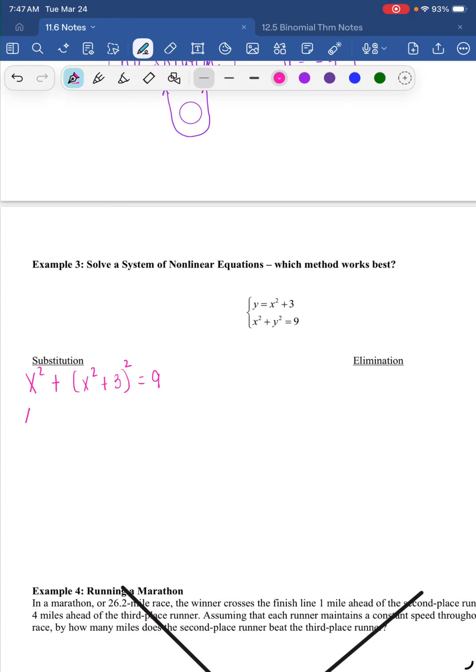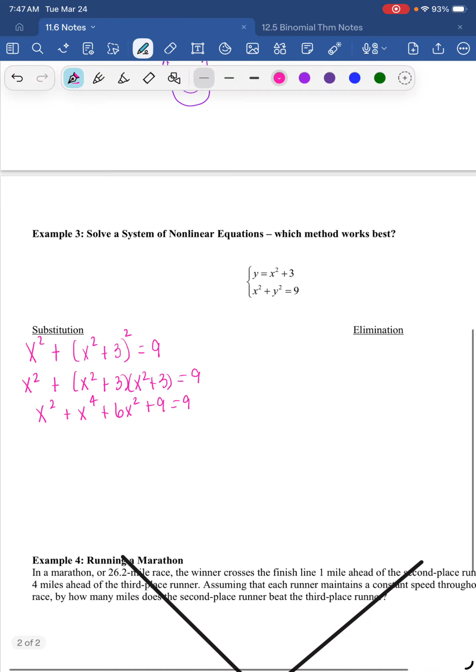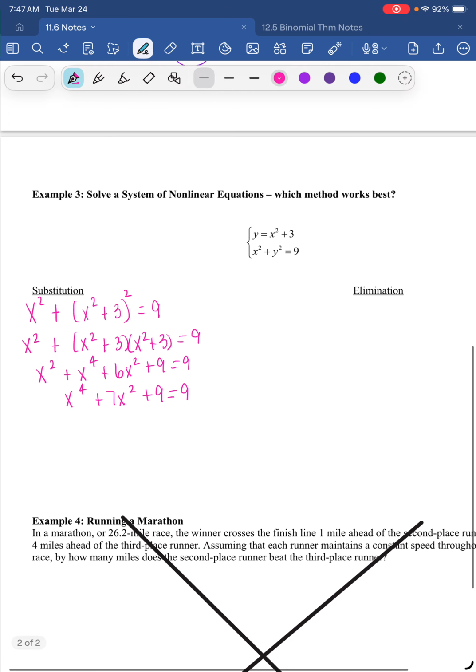So I'm going to write this out as x squared plus 3 times x squared plus 3. I think for many of you, writing it out will help you make fewer mistakes. So this ends up being x to the 4th plus 6x squared plus 9. Combine like terms. Set it equal to 0, factor and solve.